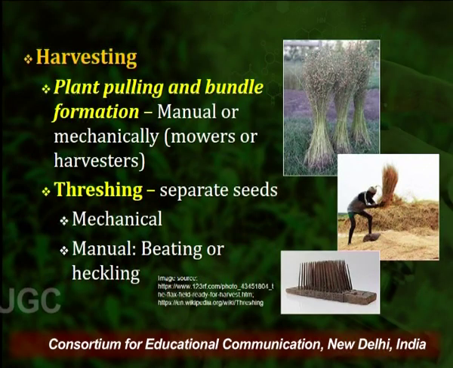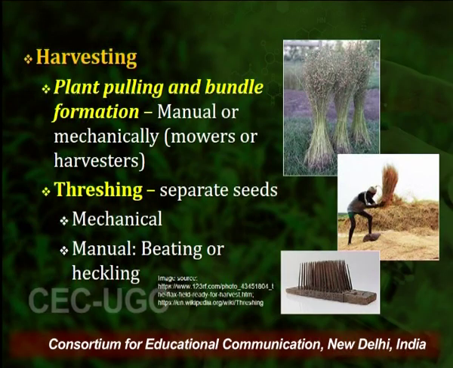Now pulling can be done manually or by using machines, or mechanical methods can be adopted, and we know that we have large mowers or harvesters nowadays which can pull the plant and convert them into bundles.